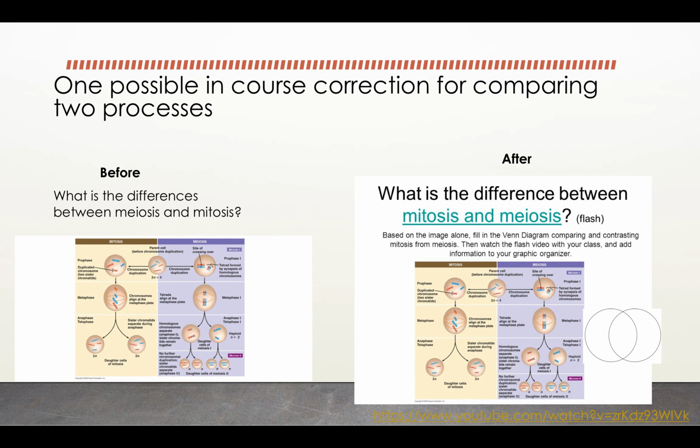I already went over an announcement I would send out to all my students during the in-course corrections. I would also make some adjustments to the course itself. In the before, I only have a diagram of both mitosis and meiosis. After looking at data, I would revise the learning activity. I provided more direction by clarifying the directions such as using a Venn diagram. I also provided material by adding in a link.